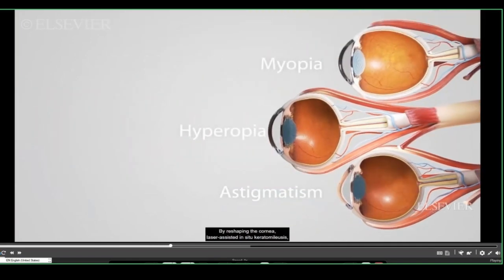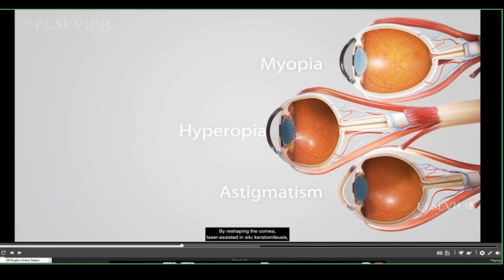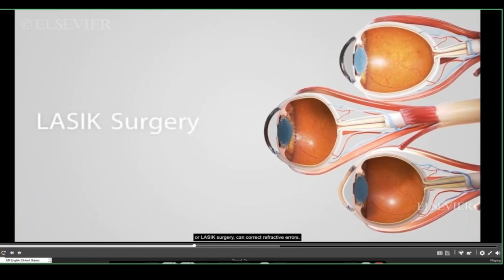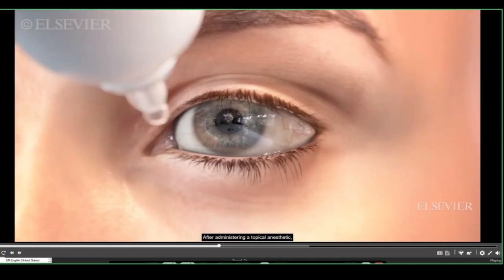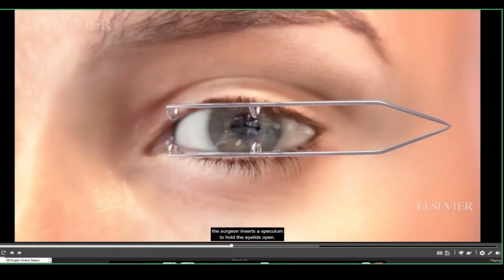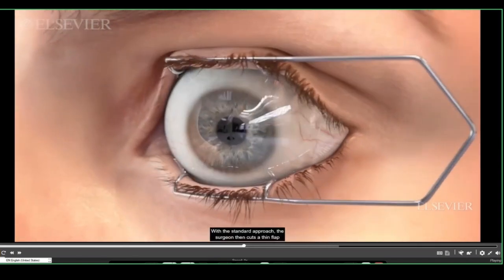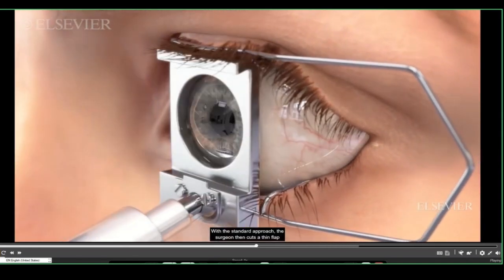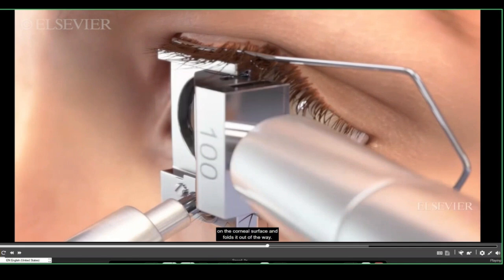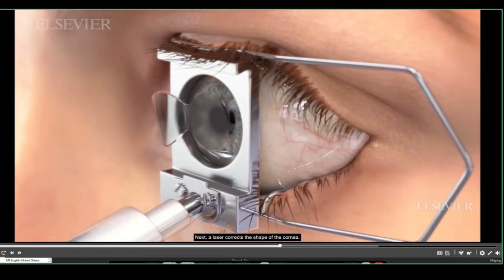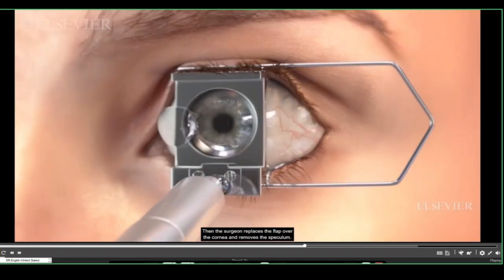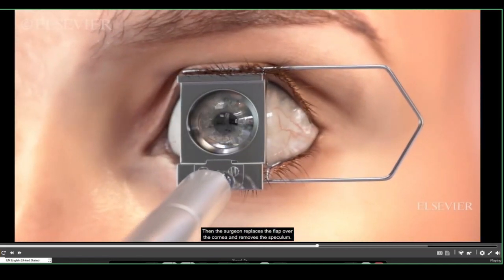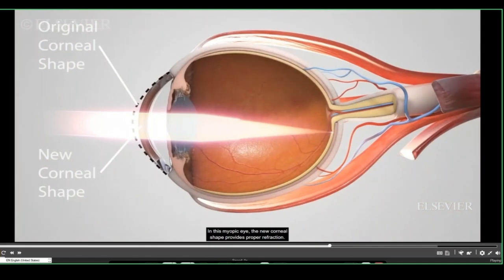By reshaping the cornea, laser-assisted in situ keratomileusis, or LASIK surgery, can correct refractive errors. After administering a topical anesthetic, the surgeon inserts a speculum to hold the eyelids open. With the standard approach, the surgeon then cuts a thin flap on the corneal surface and folds it out of the way. Next, a laser corrects the shape of the cornea. Then the surgeon replaces the flap over the cornea and removes the speculum. In this myopic eye, the new corneal shape provides proper refraction.